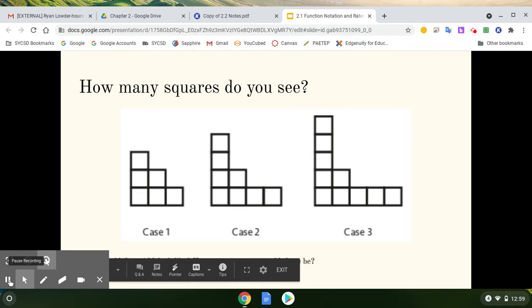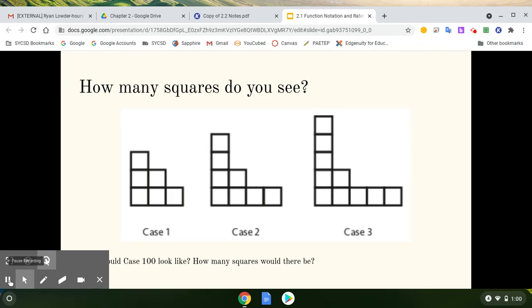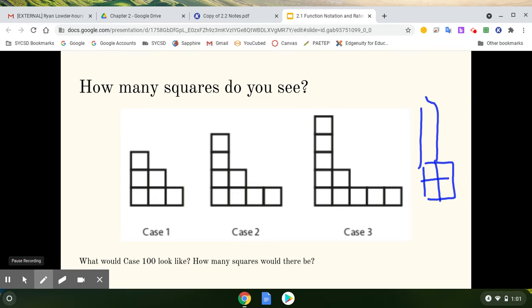On your scrap piece of paper, I want you to draw what case 4 would look like. Go ahead and pause the video to take the moment to do that. Hopefully you recognize that case 4 would have 4 squares here in the corner, and then 4 above, and 4 to the right. So there would be a total of 12 squares in case 4.